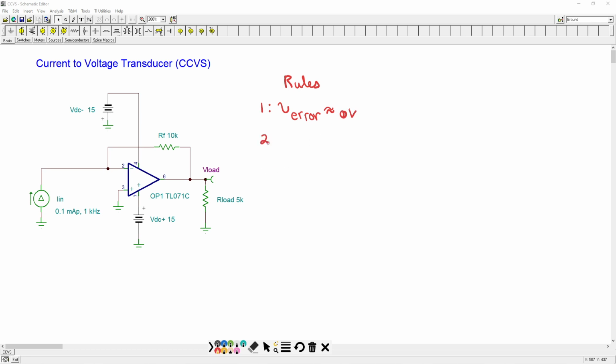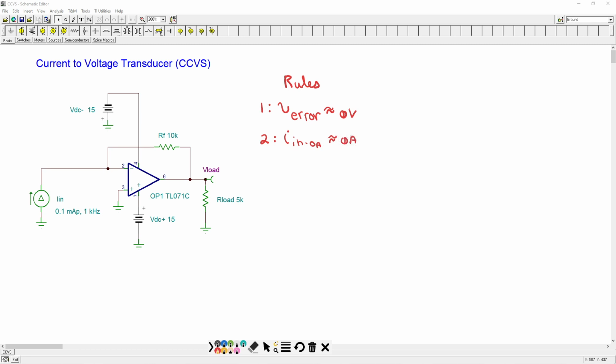Second item, the input currents into the op amp input pins, in other words, the minus and the plus input pins, not the power supply pins, the signal pins, pins 2 and 3 in this diagram, of the op amp, all right, we approximate those two currents as zero.